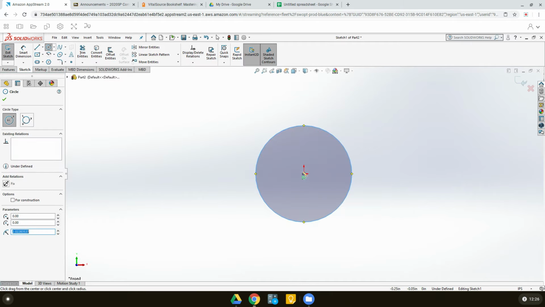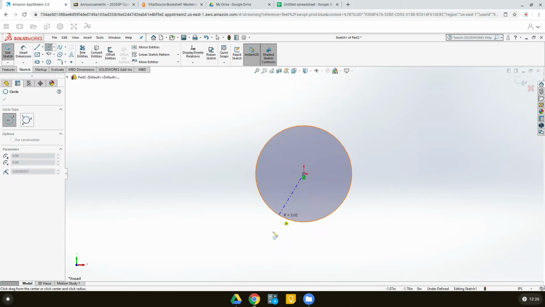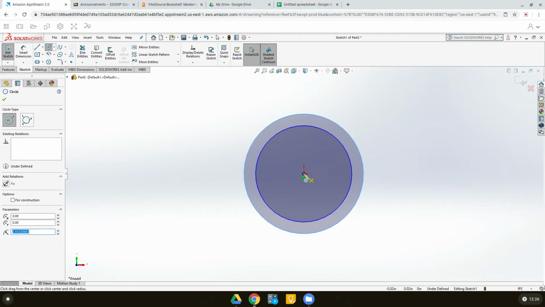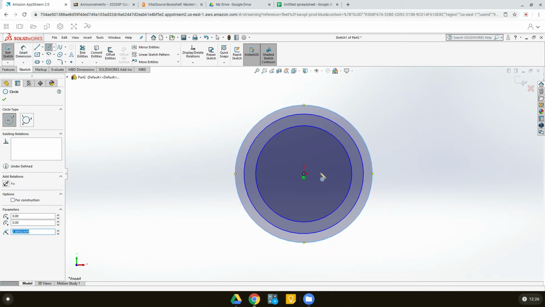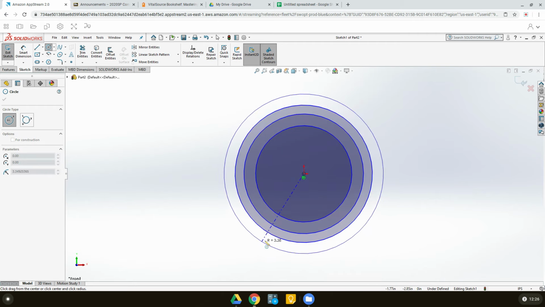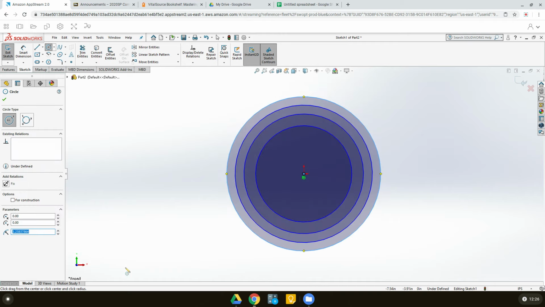Circle number 1, which can be your root circle. Circle number 2 is your base circle or also dedendum circle. Circle number 3 is the pitch circle, and circle number 4 is addendum circle. Okay, next you are going to provide the dimensions, smart dimension. Let's do that.